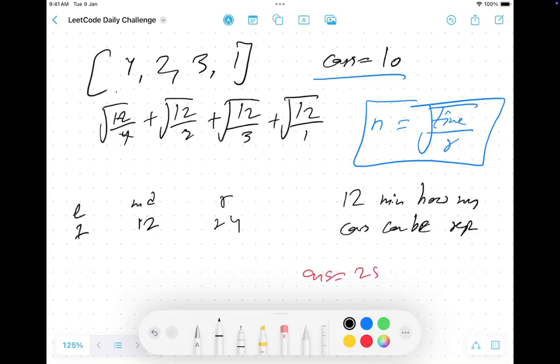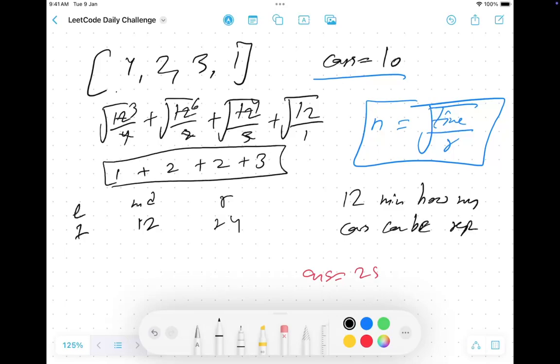So it will be 3, which is 3 under root is 1 point something. So I am taking 1, and then 2, and 4 for I am taking 2, and 12 under root is 4, which is 3. So only 8 cars can be repaired, but I want to repair 10 cars. So 12 is not an answer. The answer is more than 12.